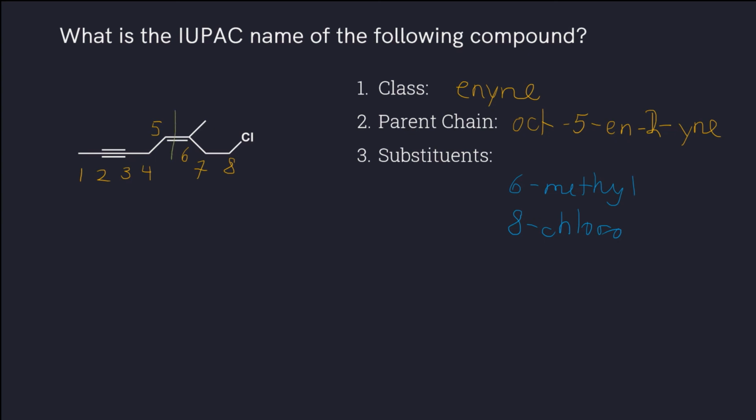So on this side of the double bond, the carbon takes priority over the hydrogen. And on this side, this CH2 group takes priority over the CH3 group. So because the priority groups are on the same side of the double bond, this is a Z alkene. So the correct name of this compound is Z.